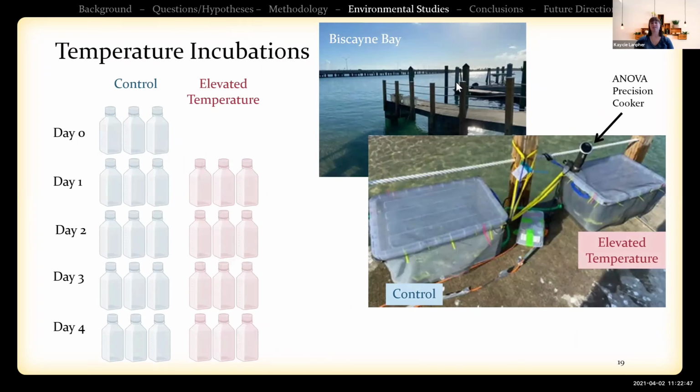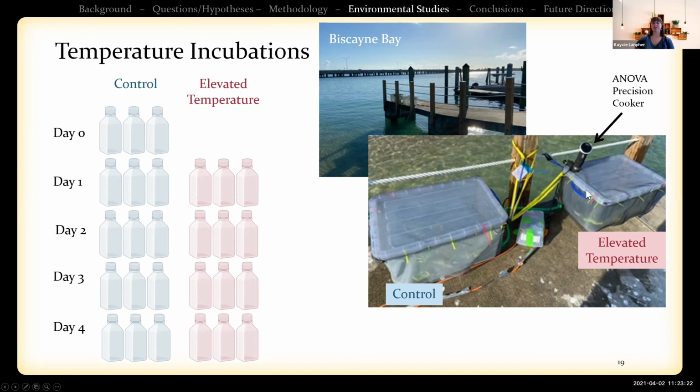So this was done on the, here's Biscayne Bay, so this is at RSMAS on the docks, and we set up a control and an elevated temperature incubation. So these giant bins have seawater flowing through them, it's being pumped through them, so they're maintaining whatever the natural conditions are, but inside the bins is water that was seawater collected at the initial time point. And that way we have 3 individual bottles for each day, and then we have them again over here in our elevated temperature experiment bin.